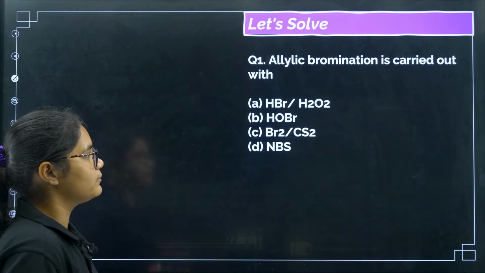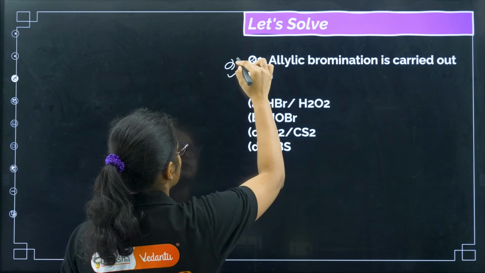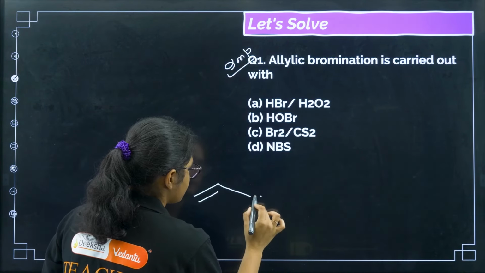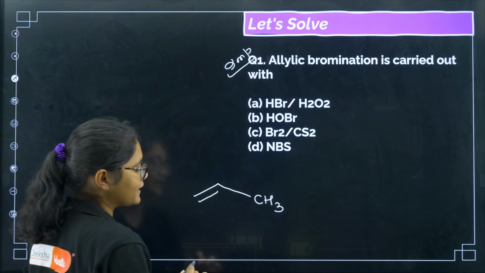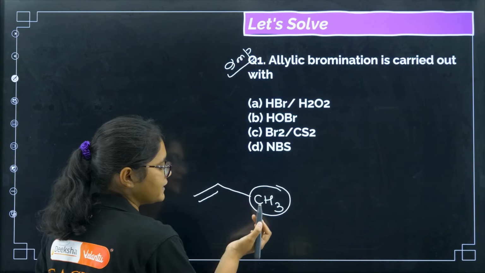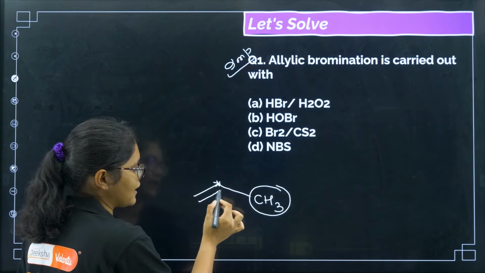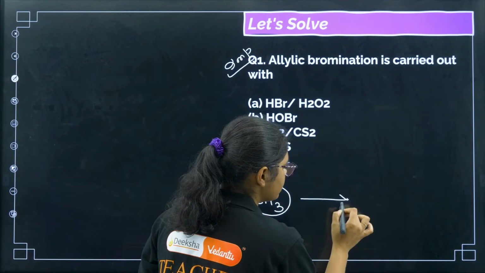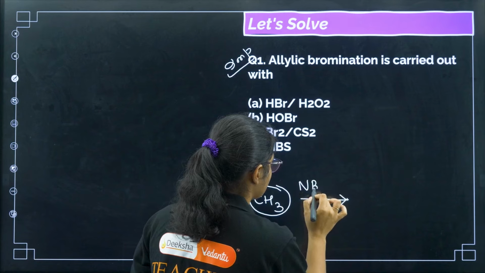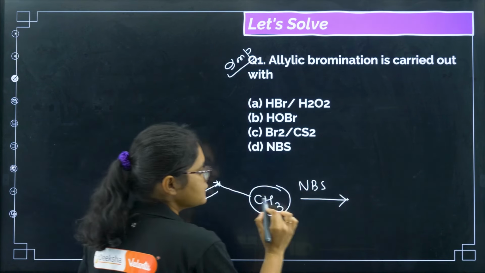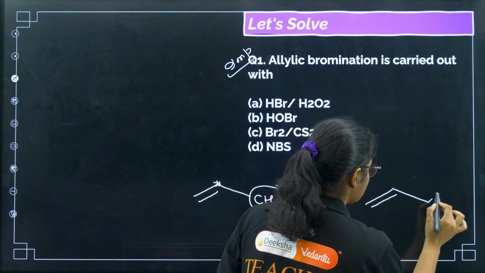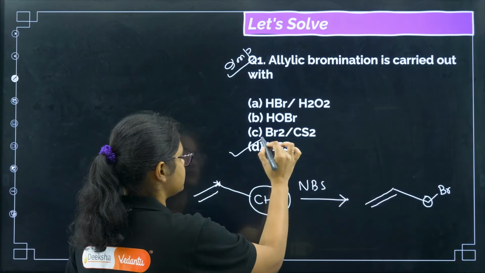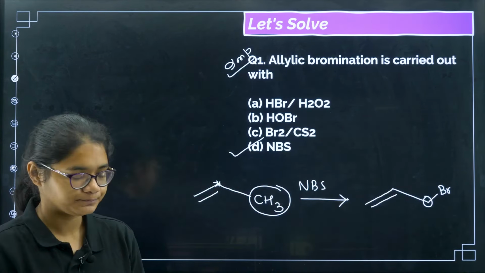Now allylic bromination is carried out. So this is an important question. Suppose this is there, CH3. Now I can say that this is an allylic carbon. Why is it allylic? Because it is attached to the carbon having double bond. Now if I want to add a halogen here, I should use NBS, N-bromosuccinimide. So in this case what will happen? Bromine will attach on the allylic carbon. So the correct answer for this question is option number D.